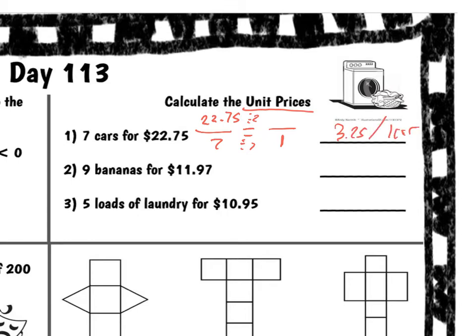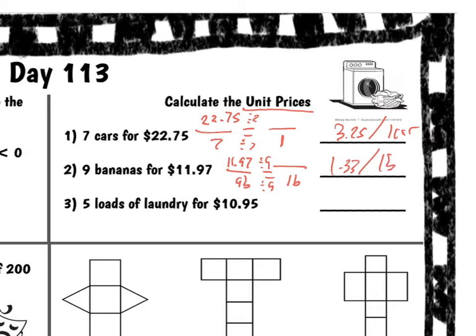Same thing here. $11.97 for 9 bananas. You want to find the cost of 1 banana, so we divide by 9. $11.97 divided by 9 gives you $1.33 per 1 banana.